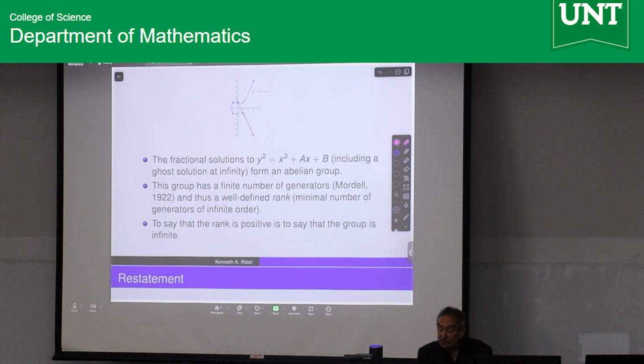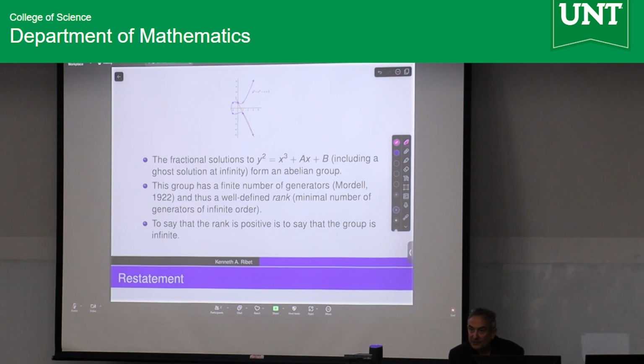When you take this group, it has only a finite number of generators. That's a theorem from a little over 100 years ago by Mordell. And what happens is you systematically ignore the points that have finite order, meaning that you add a point to itself, and keep doing that until you get back to 0 in a finite number of steps.